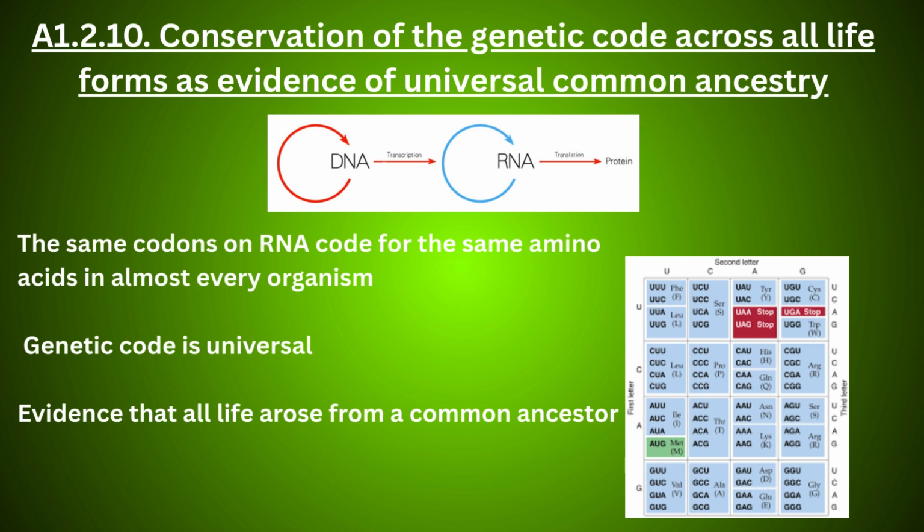Finally, the universal nature of the genetic code is another example of biological unity. The way the genetic code on RNA is interpreted into proteins is the same for every organism, whether it's a human, a butterfly, or a tree. This strongly supports the idea that all living organisms share a common ancestor, a core concept in biology.